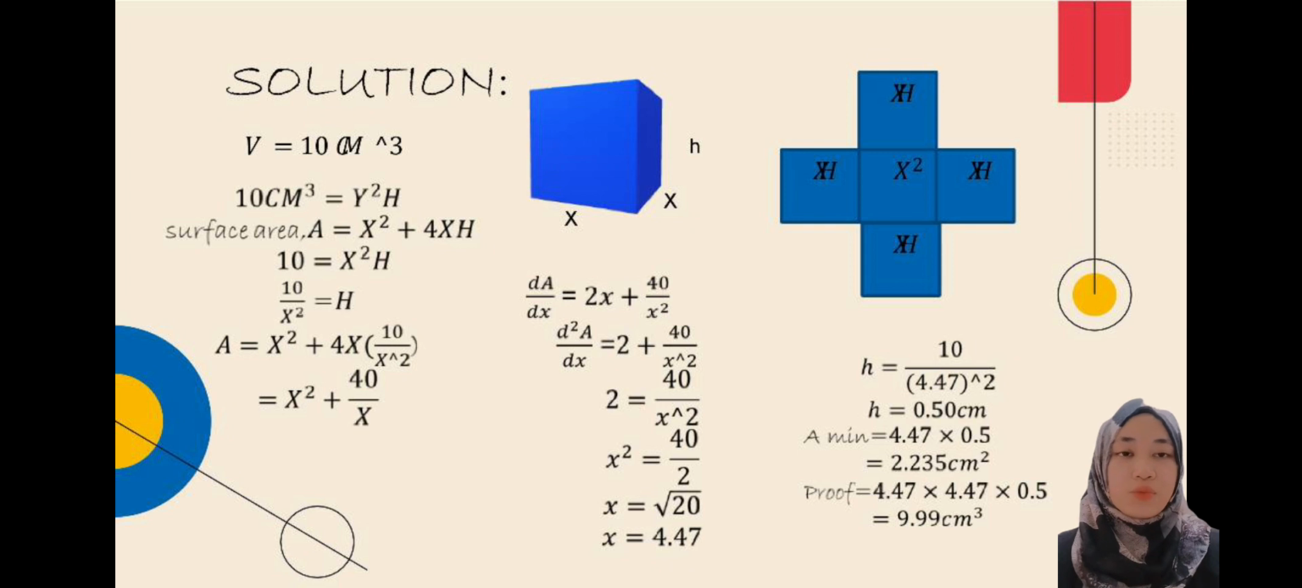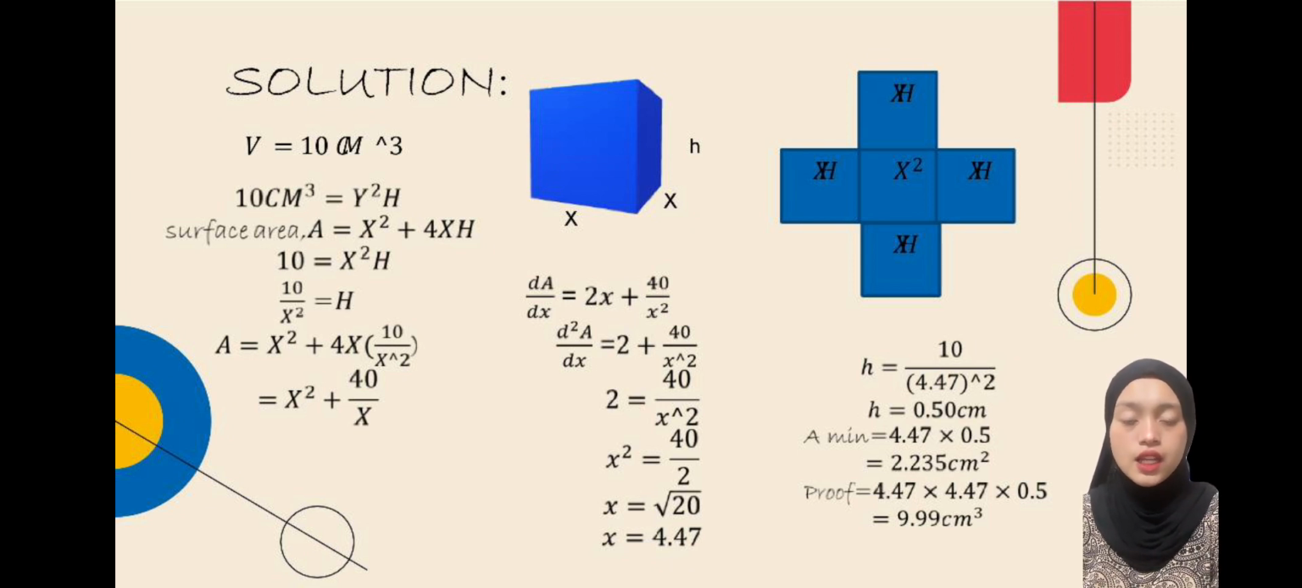To find the value of x, we use differentiation. So dA over dx is equal to 2x minus 40 over x squared. When we want to find a minimum or maximum surface, we must use the second derivative. So d squared A over dx squared equals 2 plus 80 over x cubed. After getting the value, we must solve the equation. So x cubed equals 40 over 2, so x equals the cube root of 20, so x equals 2.71.